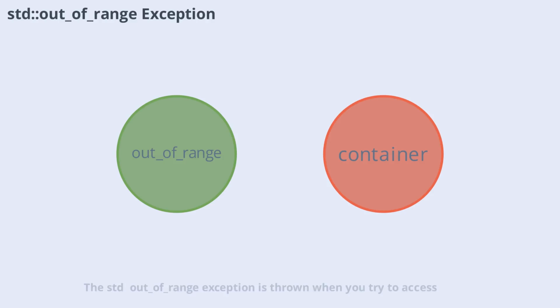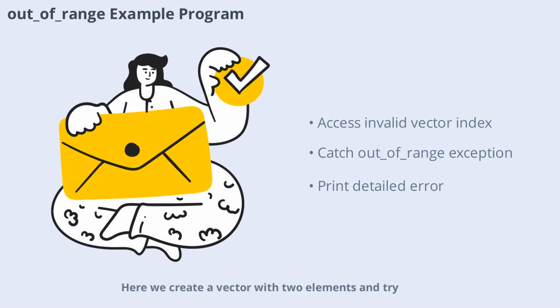The std::out_of_range exception is thrown when you try to access an element outside the valid range of a container, such as a vector. This helps you catch errors like accessing an index that doesn't exist, making your code safer and easier to debug. Here, we create a vector with 2 elements and try to access the 6th element using the at method. Since this index is out of range, an out_of_range exception is thrown. The catch block catches the exception and prints an error message, including details from the what method.